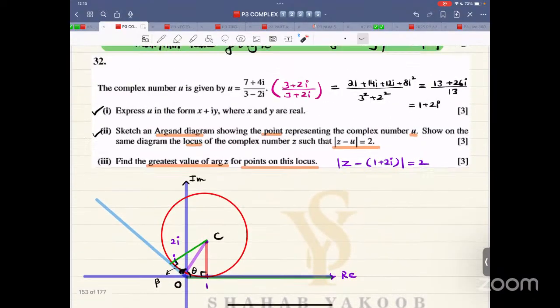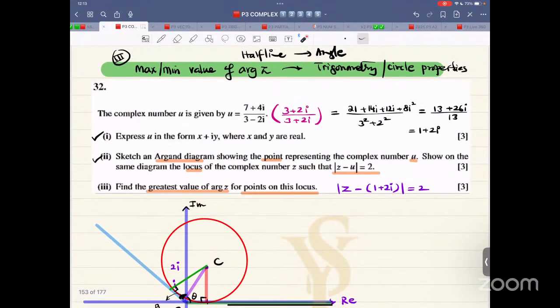A question in which the maximum and minimum value of the argument is being asked. Just look at the question. It says the complex number u is given by such and such. That becomes 1 plus 2i. Sketch an Argand diagram showing the point representing the complex number u, that is just a dot. Show on the same diagram the locus of the complex number z such that modulus of z minus u is equal to 2. Find the greatest value of the argument of z for points on this locus.